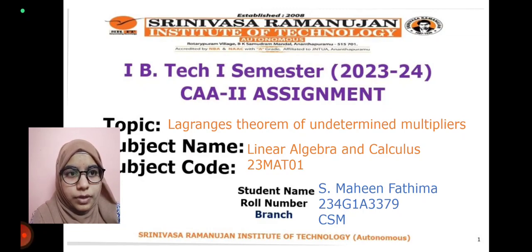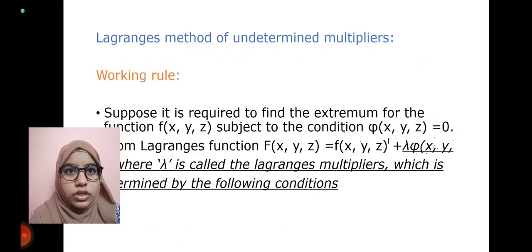My linear algebra and calculus assignment topic is Lagrange's theorem of undetermined multipliers. Let's go into the topic. First, what is Lagrange's method of undetermined multipliers? We have a working rule. Let us see the working rule first.